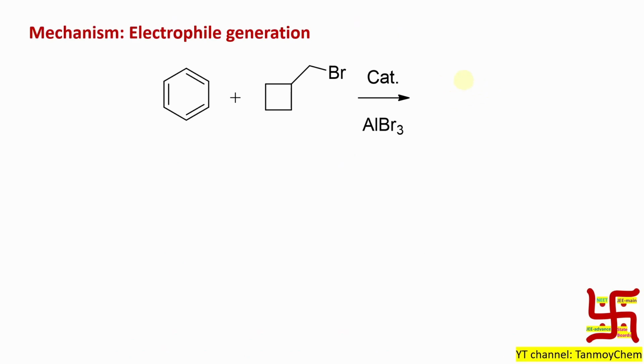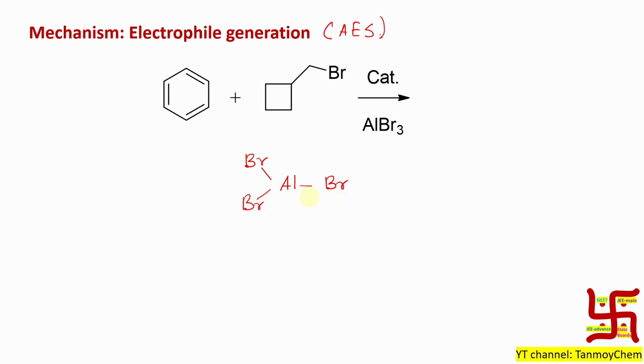Now first is actually electrophile generation, because the reaction I am talking about is aromatic electrophilic substitution. Now if you look at AlBr3, it is actually a covalent molecule. Yes student, only AlF3 is ionic, AlCl3, AlBr3, AlI3 all are covalent molecules.